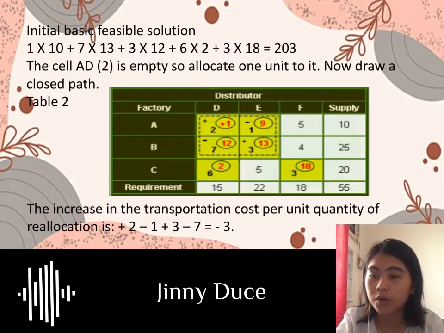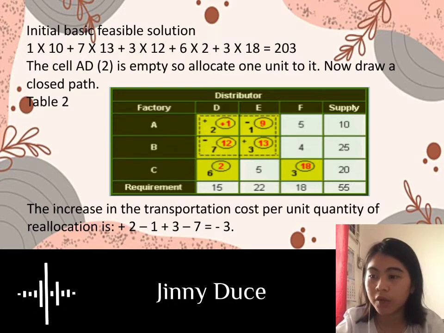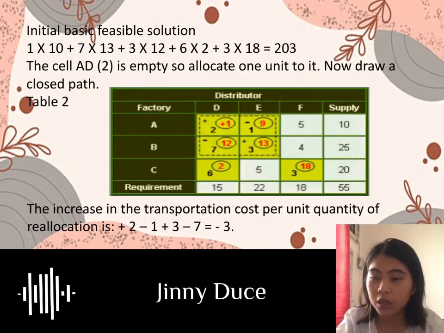Now draw a closed path. The closed path is plus 2, plus 1, negative 7, 12, negative 1, 9, positive 3, 13. So the increase in the transportation cost per unit quantity of relocation is 2 plus minus 1 plus 3 minus 7, which is equal to negative 3. This is the closed path.